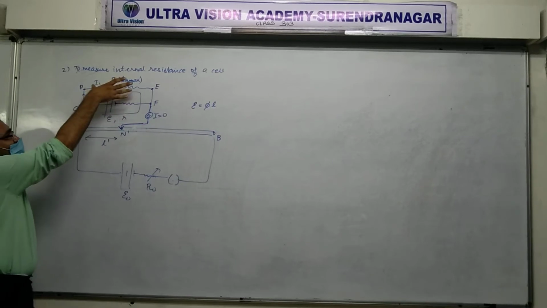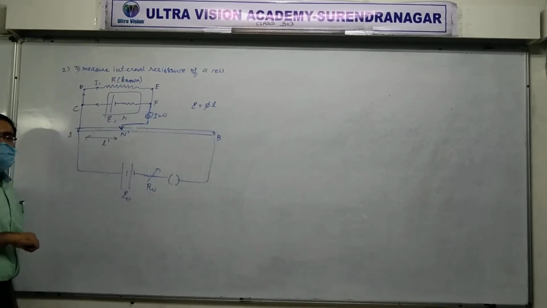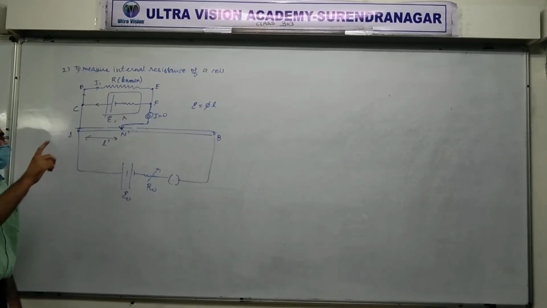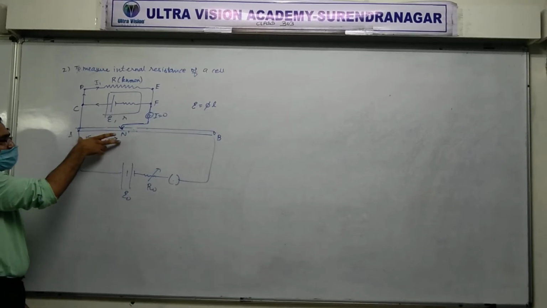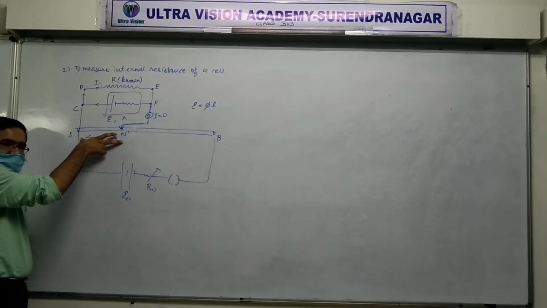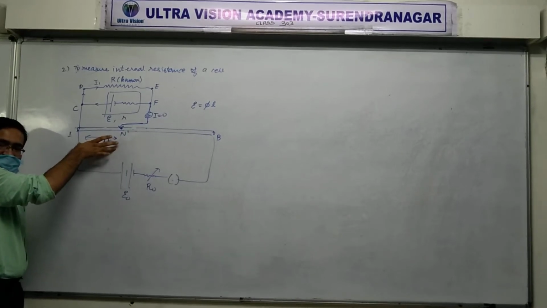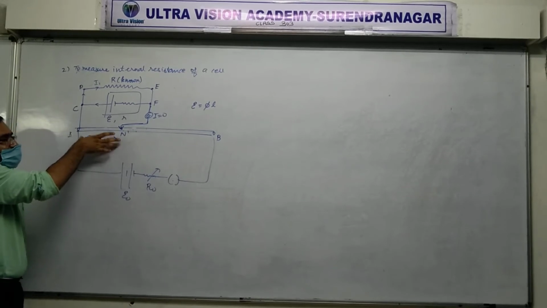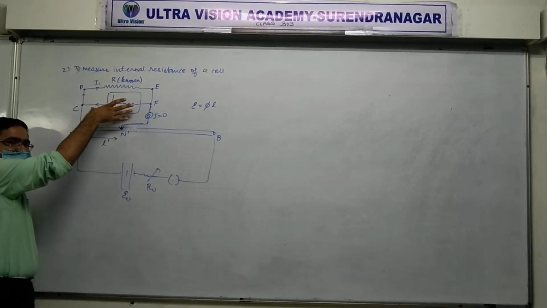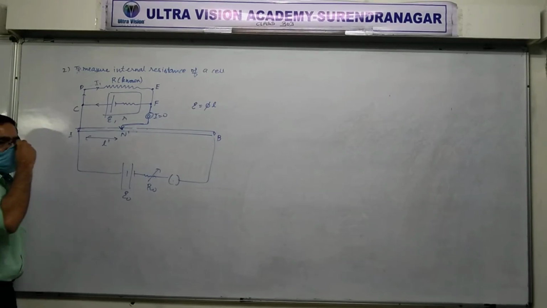So AN dash is in parallel with CF, and CF is parallel with D. Clear or not? Is the voltage of AN dash 0? No, because current will be flowing here. Correct or not? Ultimately, the voltage of AN dash is not zero. It will be something. That same voltage will be for CF and that same voltage will be for D.